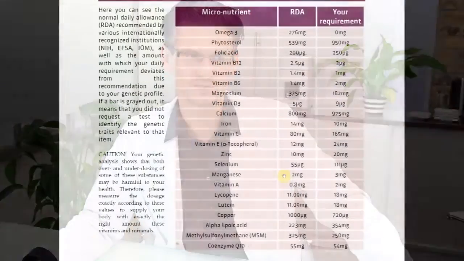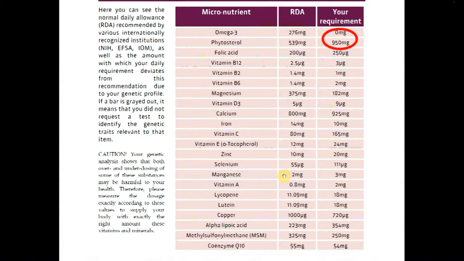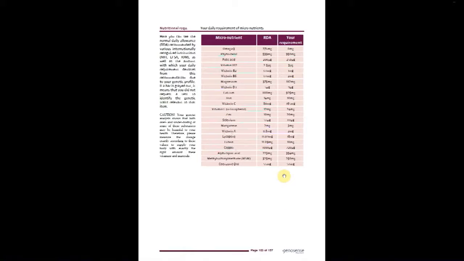So here you see omega-3 fatty acids, we would actually in this case not recommend them because they have a negative effect in some respects, and we would recommend phytosterols instead, and so on. So you will find your requirement actually will differ from the standard requirement, and the best way to cover your requirement is to optimize your nutrition. So getting micronutrients from nutrition is always the best approach.